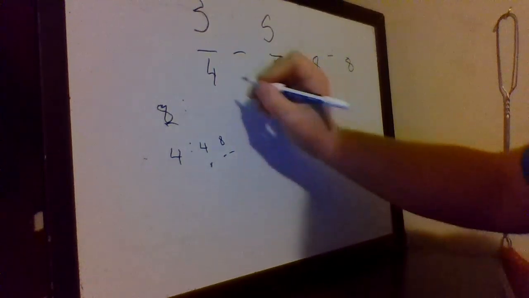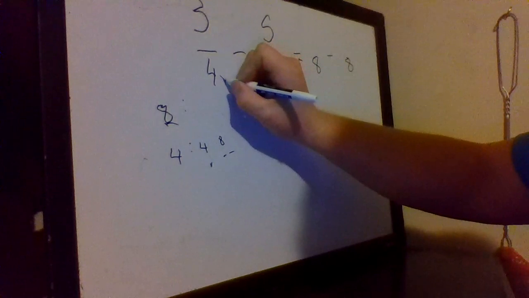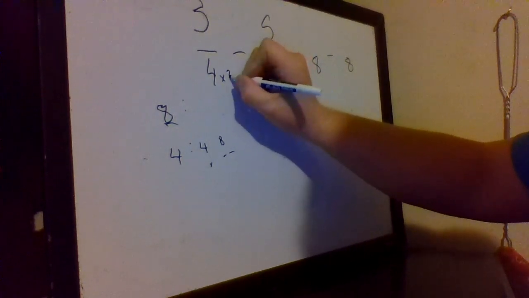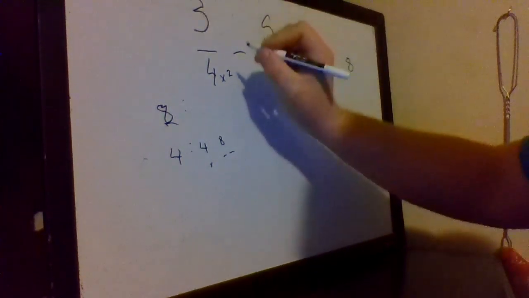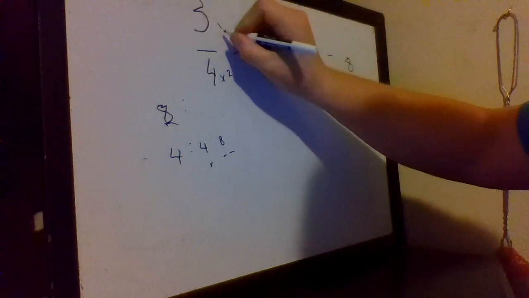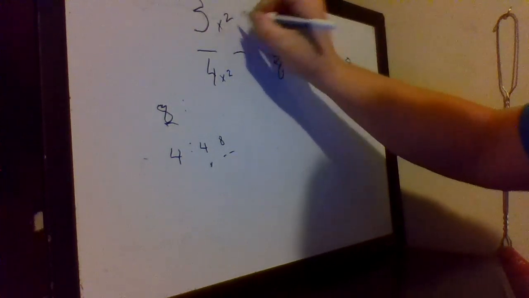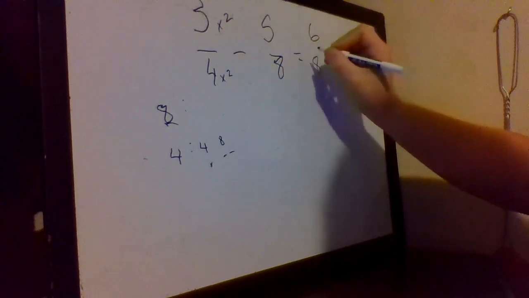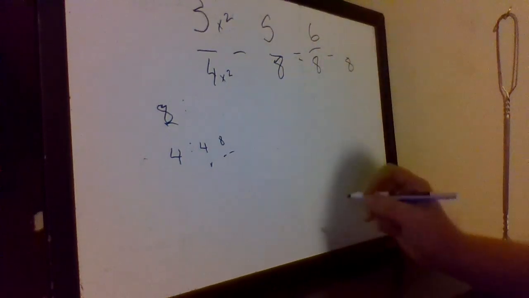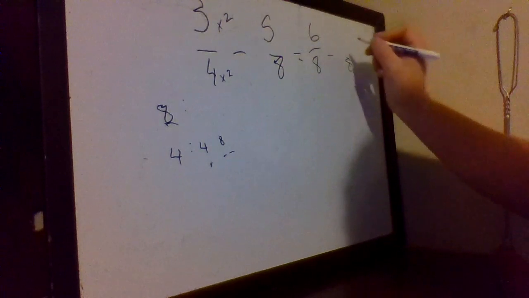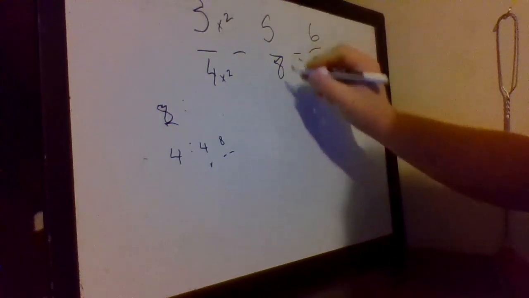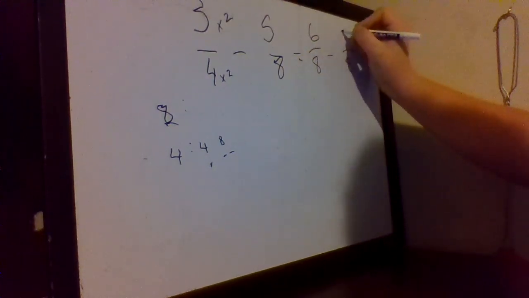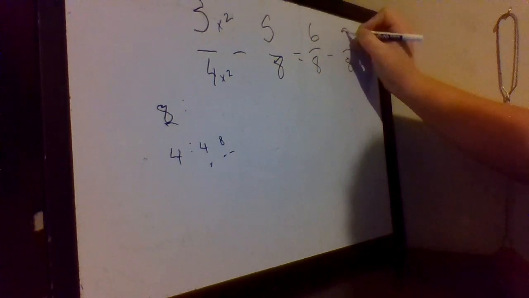Now, 4 times what is 8? 4 times 2 is 8. But if we multiply the bottom by 2, we have to multiply the top by 2. So 3 times 2 is 6. And we put our bar. 6/8. Minus, we've already got something over 8, so we just bring it over. Minus 5/8.